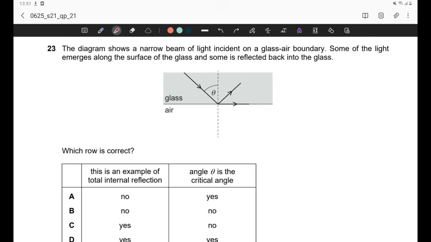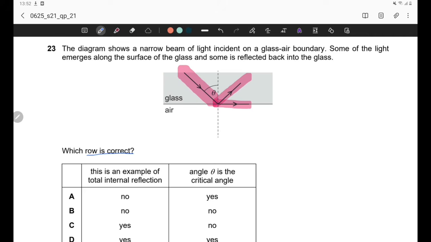Question 23. The diagram shows a narrow beam of light incident on a glass-air boundary. Some of the light emerges along the surface of the glass and some is reflected back into the glass. So here we have a beam of light falling on the surface of a glass-air boundary. Out of this beam, some of the light emerges along the surface as shown in the figure and some is reflected back. Which row is correct?